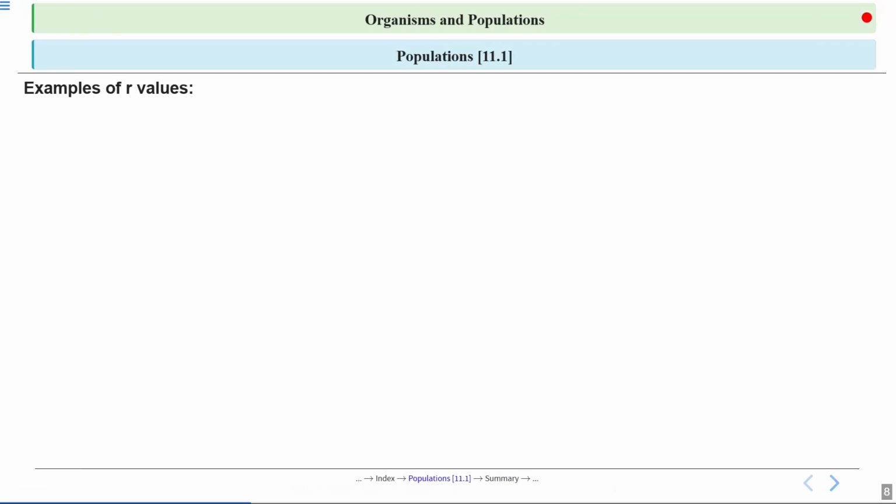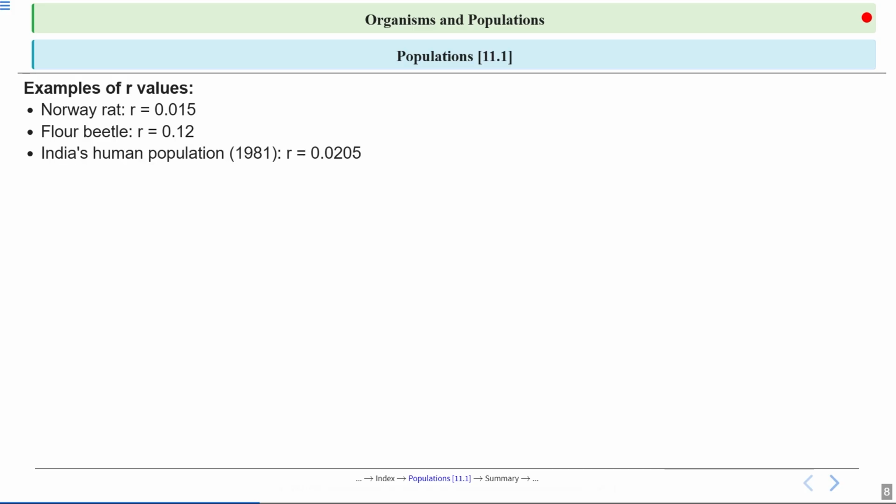Now let's take some examples of r values. Suppose for Norway rat, r value is 0.015. So what does this indicate? This relatively low r value indicates a slower rate of population increase compared to other organisms. Next, flower beetle, r is 0.12. This higher r value suggests a much faster rate of population growth. Flower beetles reproduce quickly and in large numbers, which is typical for organisms with high r values. This is an example of a strategy focused on rapid reproduction.